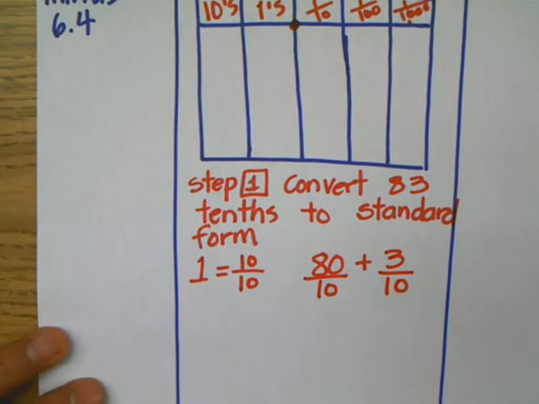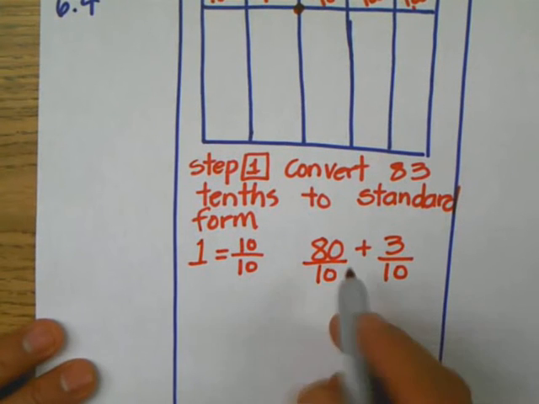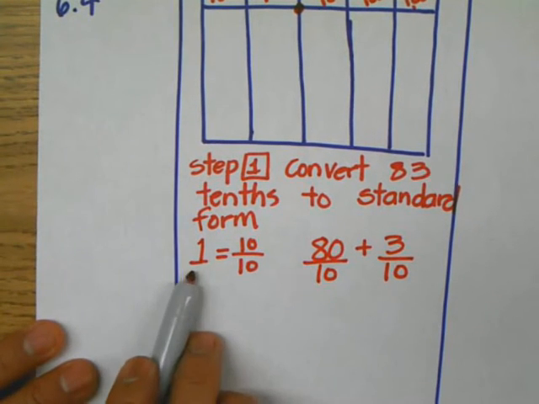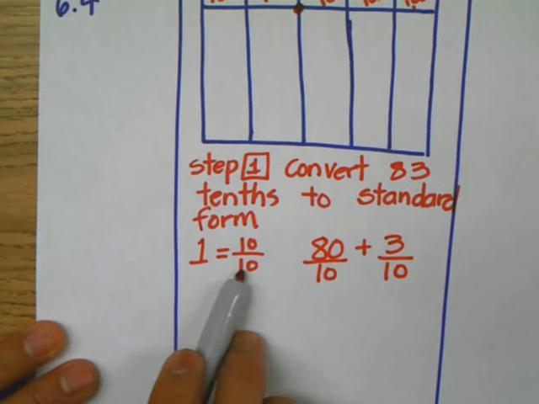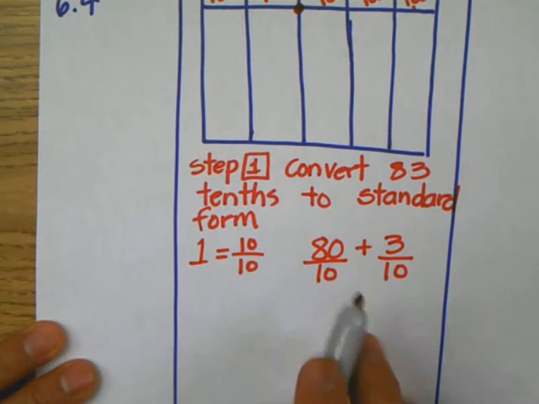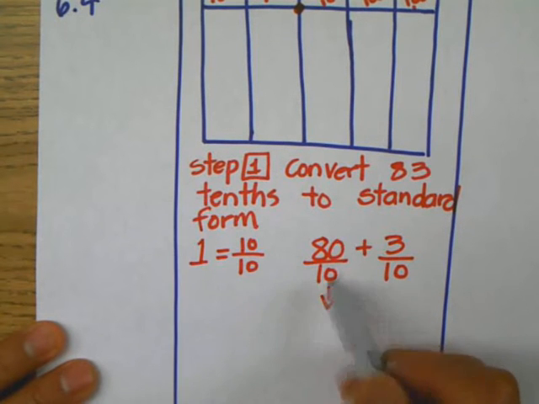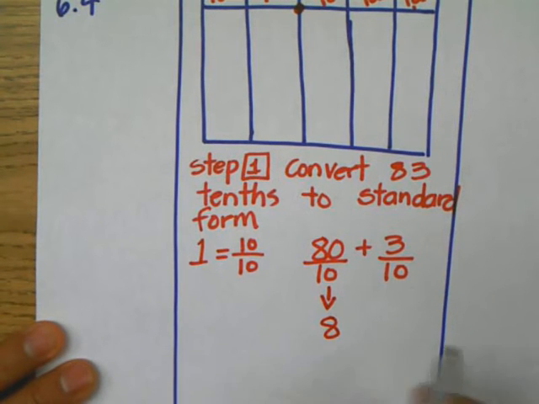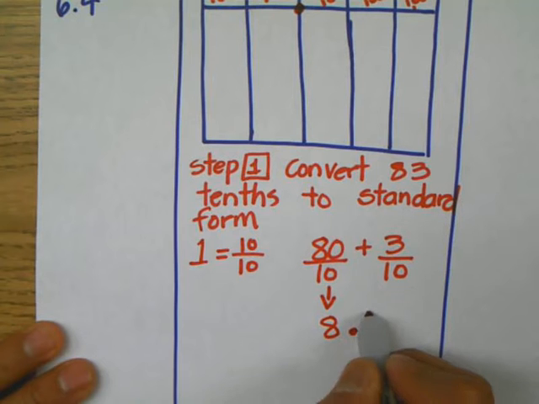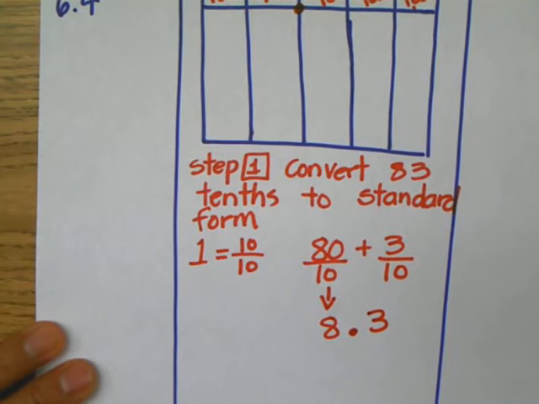Okay, now we know that for every 1 whole you have 10 tenths. And if you have 80 tenths, that means if you divide 80 by 10, that equals 8 wholes and 3 tenths. And the way you separate that is you add a decimal point and then we write 3 tenths. So there is our first step. Now that's a number that is going to be used first.